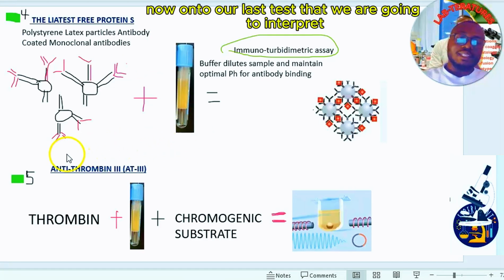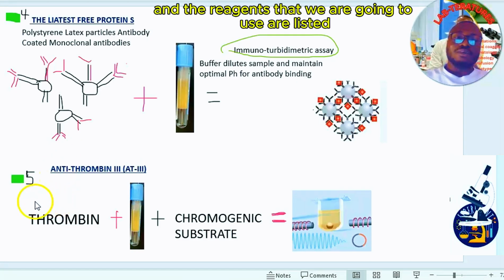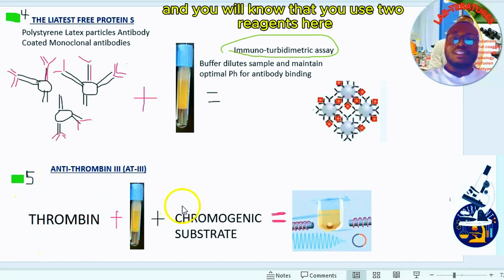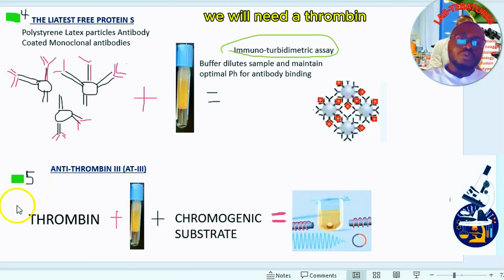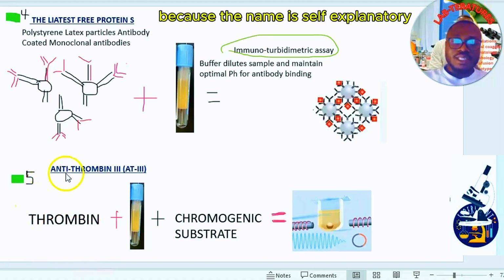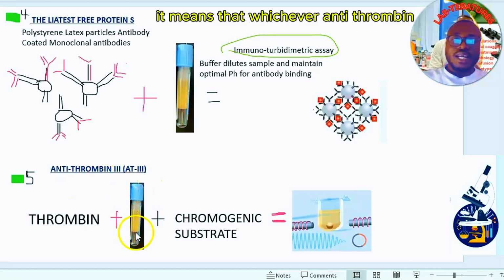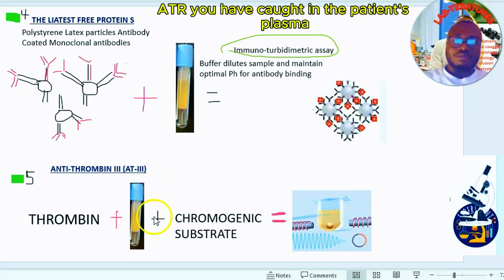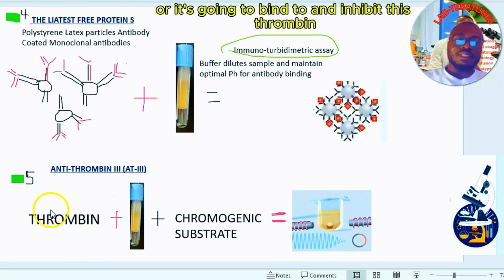Now onto our last test that we are going to interpret. This is very straightforward, and the reagents that we are going to use are listed here directly, and you will know that you use two reagents here, just as we used two reagents with the latex and the buffer. On the antithrombin test, we will need thrombin, because the name is self-explanatory. This is antithrombin. It means that whichever antithrombin III you have in the patient's plasma is going to attack this thrombin, or it's going to bind to and inhibit this thrombin.